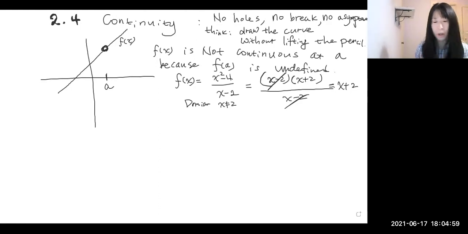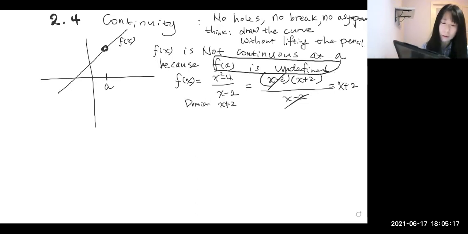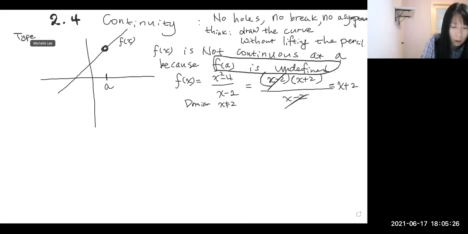So we conclude this kind of function is not continuous at a, because f of a is undefined. So f of 2 is undefined in this case, right? Okay. How about this? Type 1 and type 2. How about this?